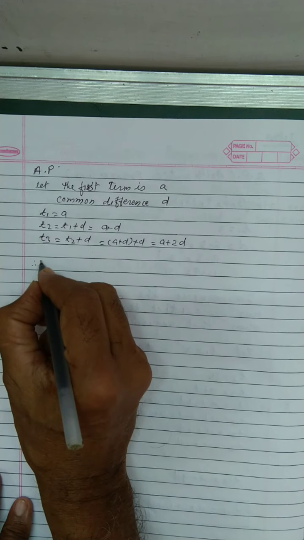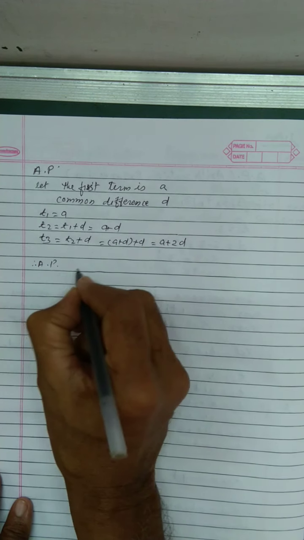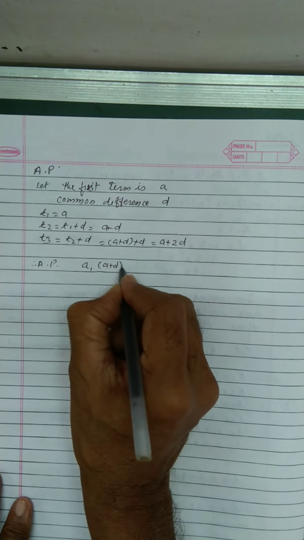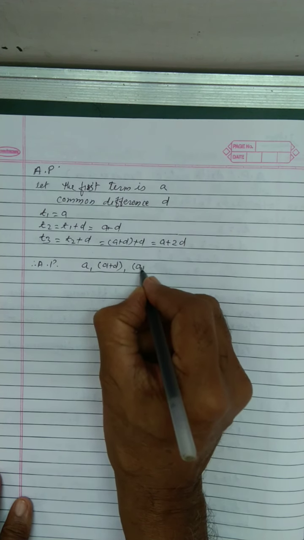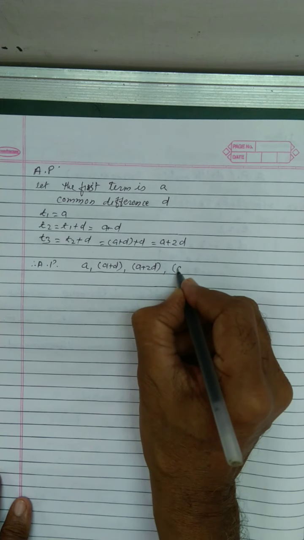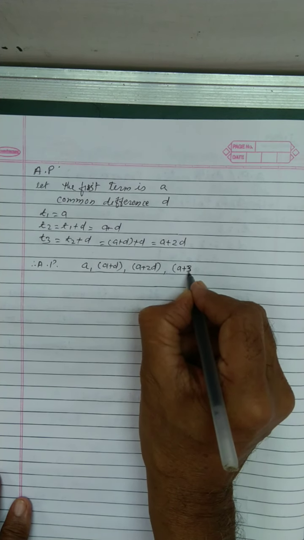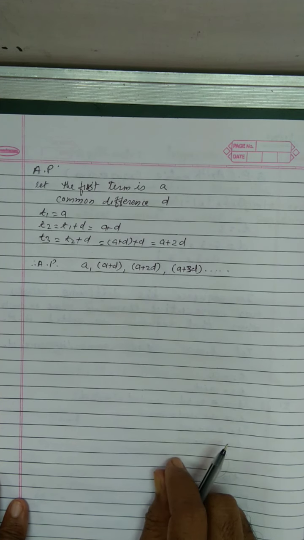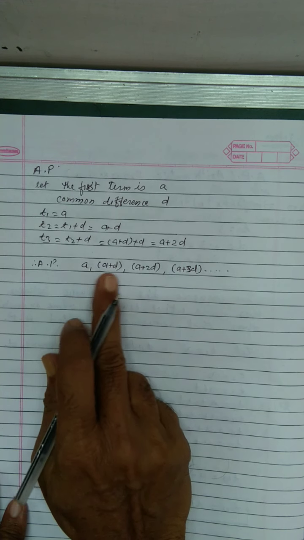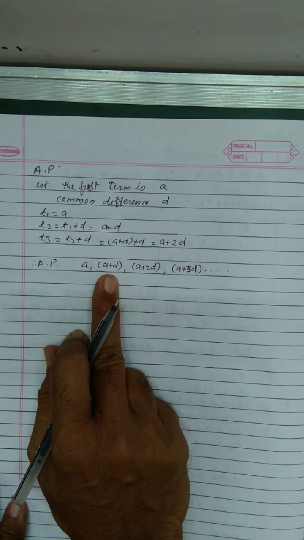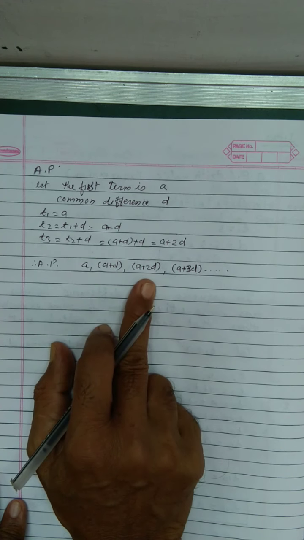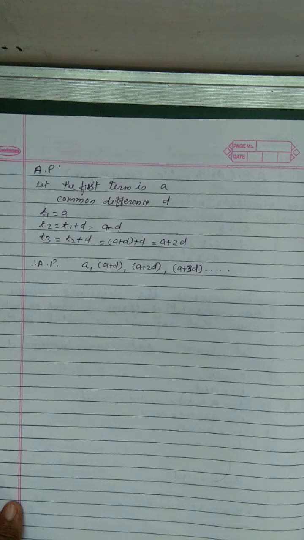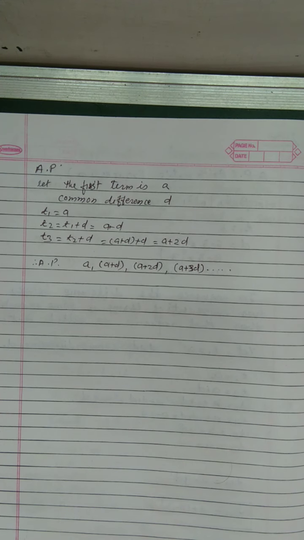Hence our AP is: the first term is A, second term A plus D, third term A plus 2D, fourth term A plus 3D, and so on. These are our AP. First term A, second we add the common difference, A plus D, A plus 2D, A plus 3D, and so on. Now we see some examples on this.